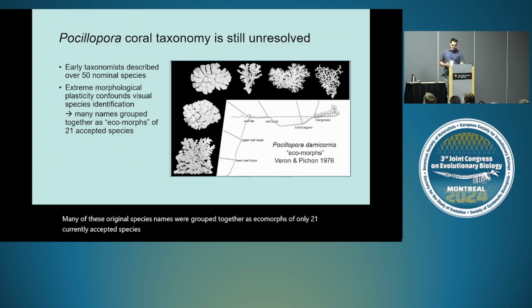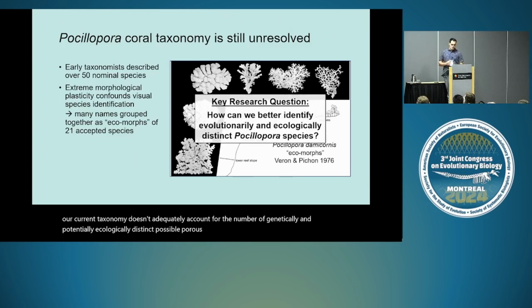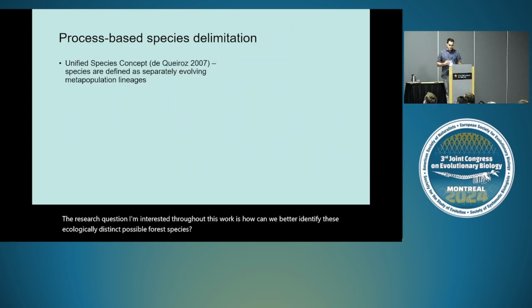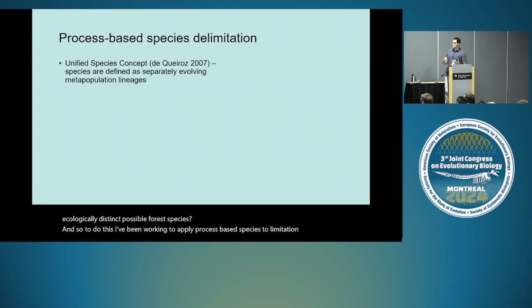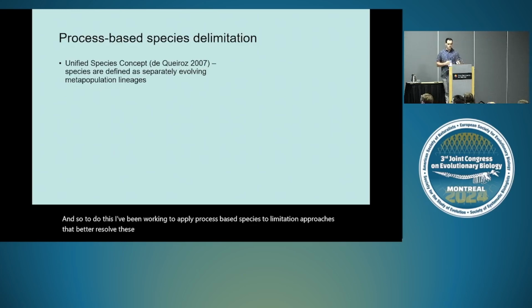Yet in the past few decades, molecular genetic studies have uncovered substantial genetic diversity despite this high morphological plasticity, indicating that our current taxonomy doesn't adequately account for the number of genetically and potentially ecologically distinct Pocillopora species. And so the research question I'm interested in throughout this work is how can we better identify these ecologically distinct Pocillopora species? To do this, I've been working to apply process-based species delimitation approaches that better resolve these evolutionarily discrete coral species lineages.